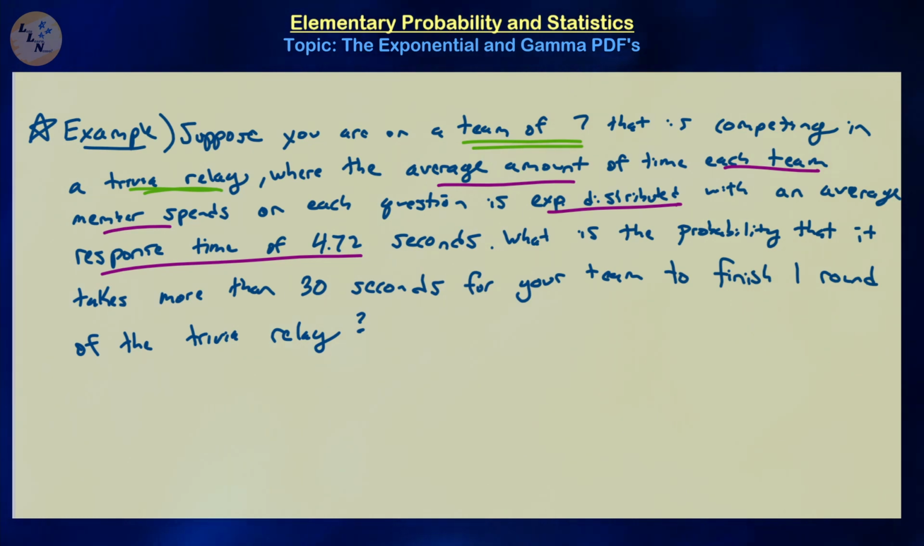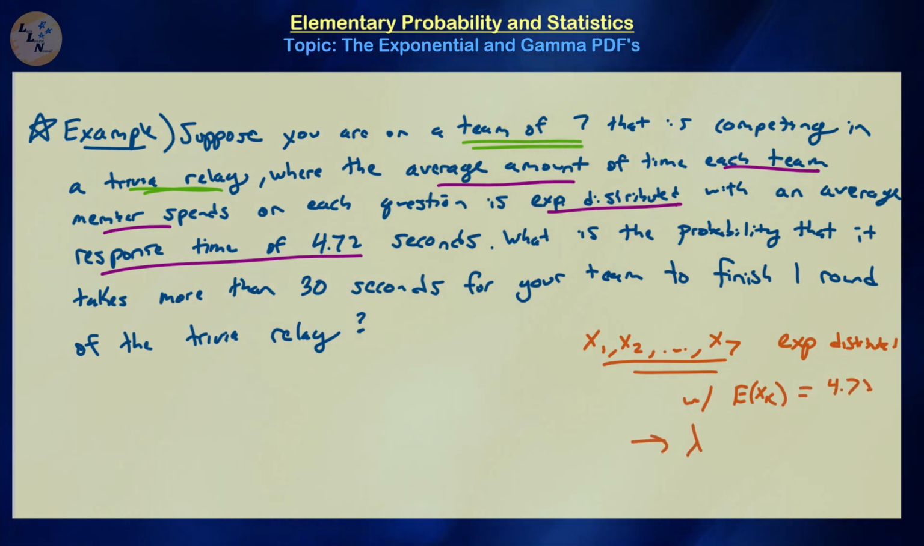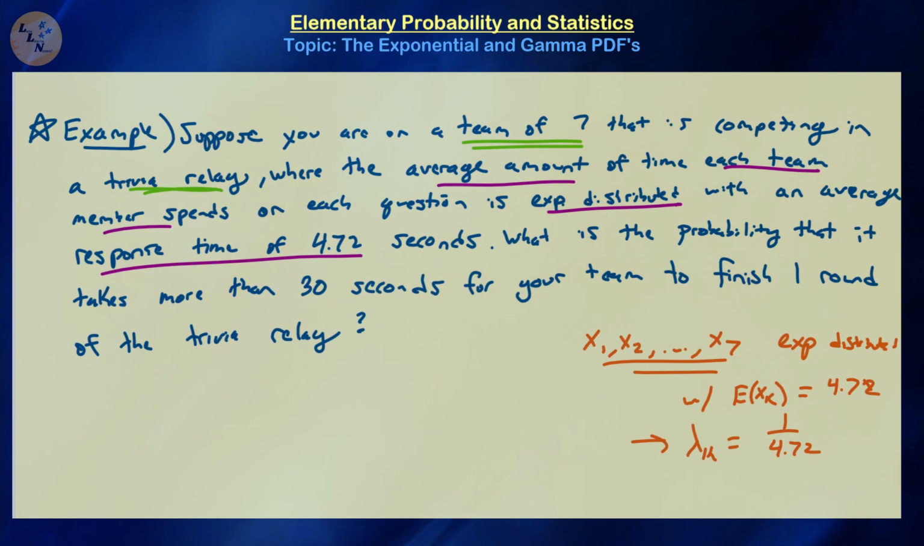4.72, right? So if each of these random variables, for example, x1, x2, all the way down to x7, so that's our entire team, so we're assuming that each of them are exponentially distributed with an expected value of 4.72, that means the lambda value for each of these random variables is going to be 1 divided by 4.72 for each of them, right? So lambda 1, lambda 2, lambda 3, all the way down to lambda 7 is 1 divided by 4.72. So usually we just call that lambda.